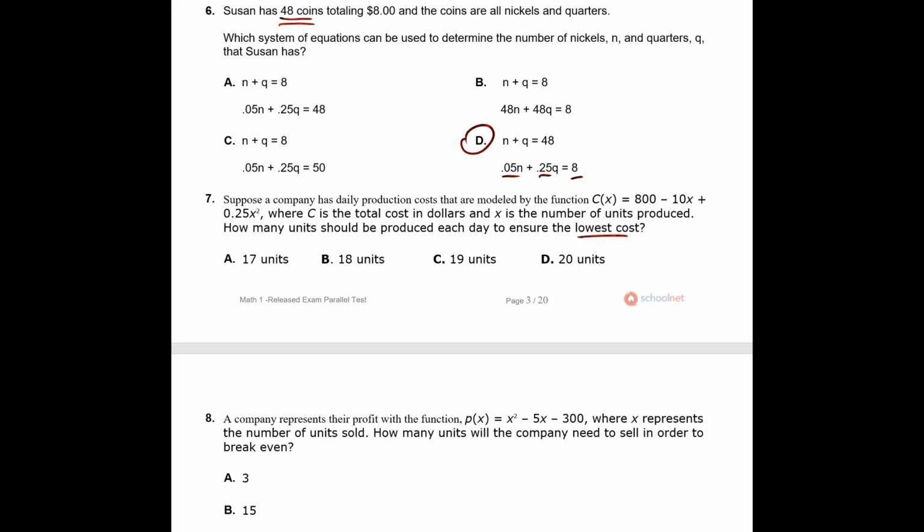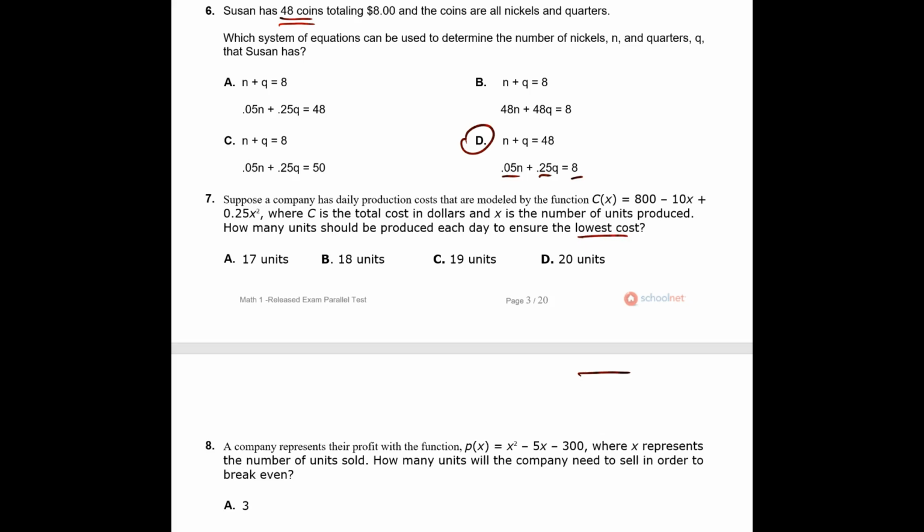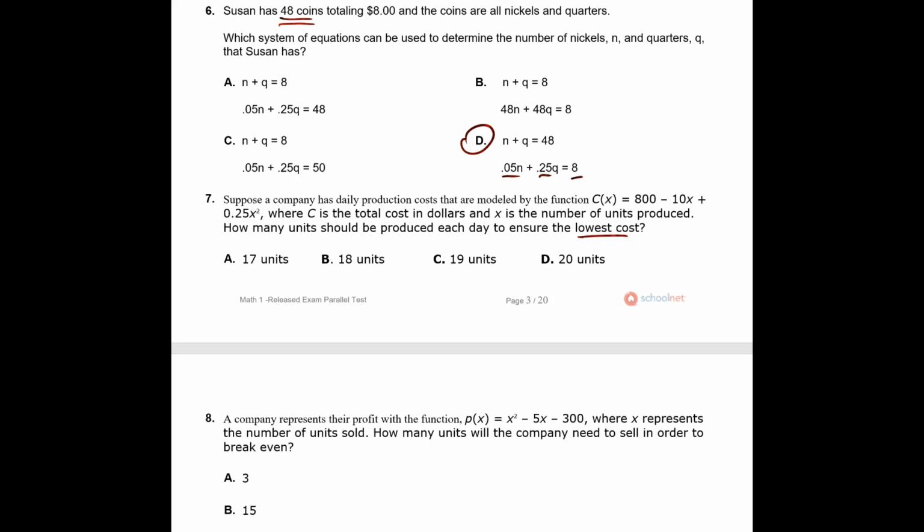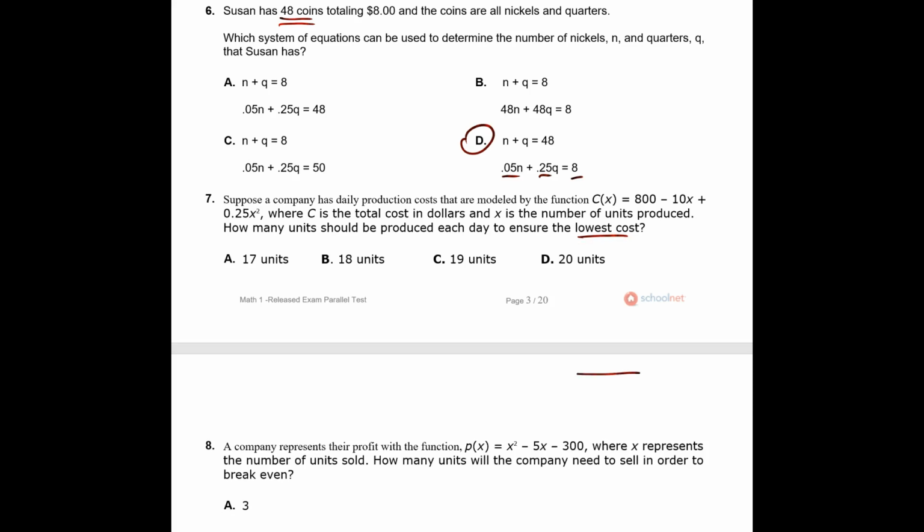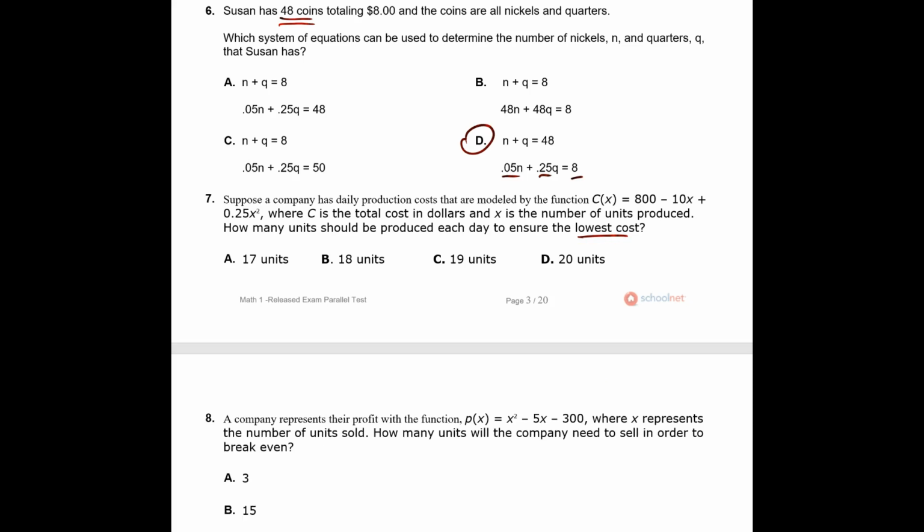So the lowest cost, this function can be, I don't know why it's doing this. That's weird, y'all. Can be rewritten. Will it let me write it right here? Oh, it'll let me write it right here. Can be rewritten as y is equal to 0.25 x squared minus 10x plus 800.